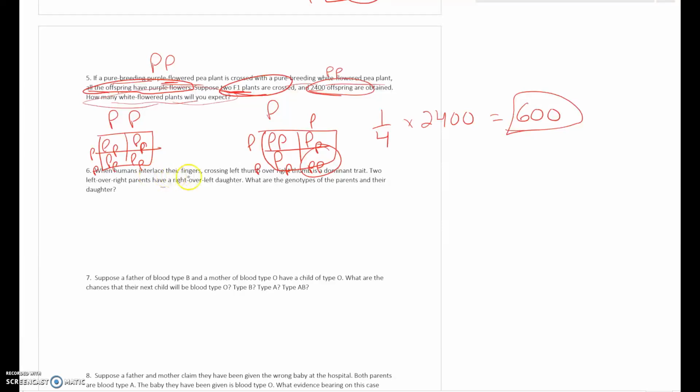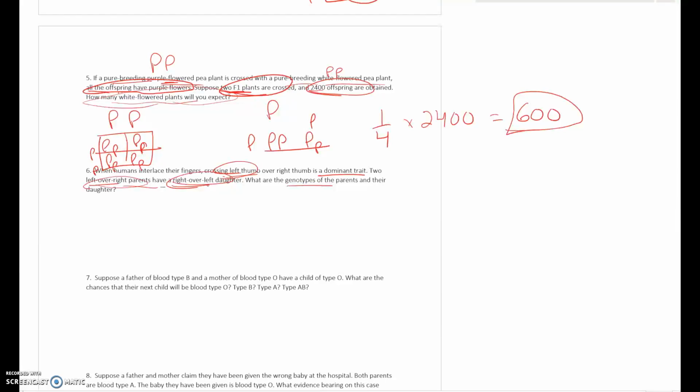So when humans interlace their fingers, crossing the left thumb over the right thumb, I'm going to erase this here so we can see, is a dominant trait. 2 left-over-right parents have a right-over-left daughter. What are the genotypes of the parents and their daughter? So left-over-right is dominant. 2 left-over-right parents have a right-over-left daughter.